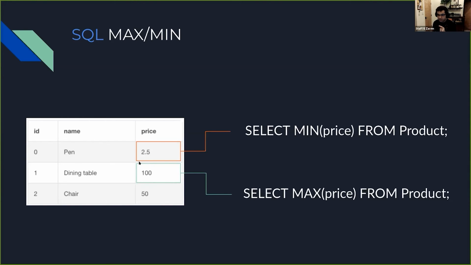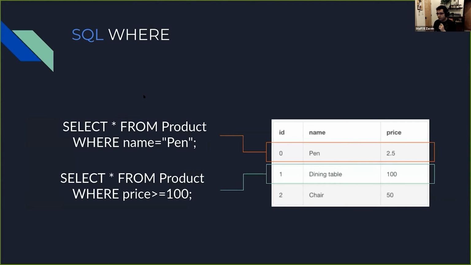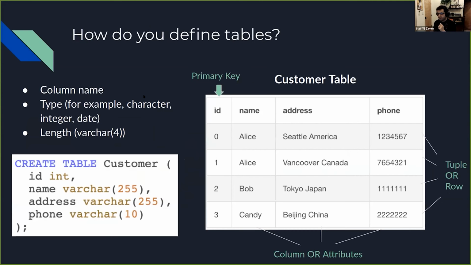Someone's asking a question, why does the ID not have a length? Let's go back. So the ID is an integer, and the integer has a fixed length. So you don't really control the length of the integer. That's why. And there are other types like characters that you actually do control the length for.